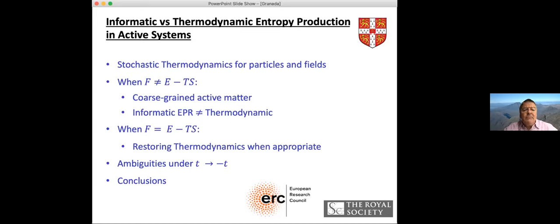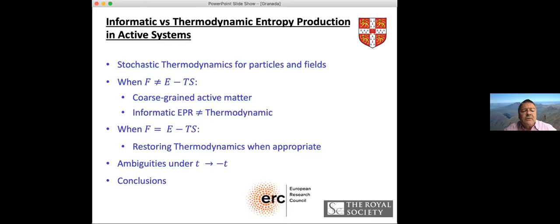However, there are many other active systems, for instance, molecular motors inside a cell, where the microscopic dynamics, although it's driven out of equilibrium, is near enough to equilibrium to at least talk meaningfully about a free energy structure lying behind. So it should be possible in these active systems to restore thermodynamics, at least in some appropriate cases. And I will talk about that, and there are a few surprises there as to what happens to the entropy production when we put back a thermodynamic interpretation within an active context.